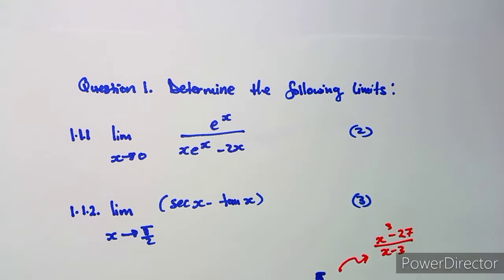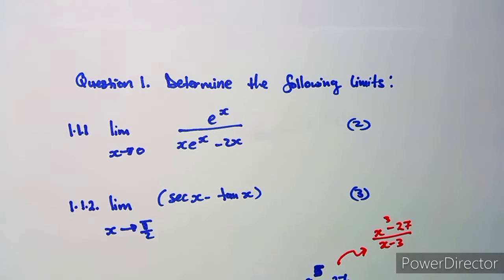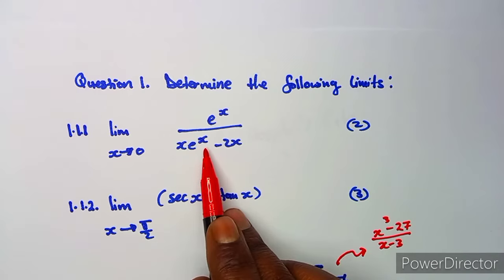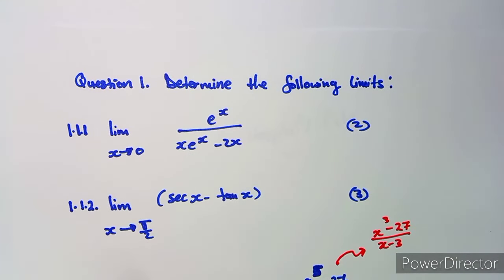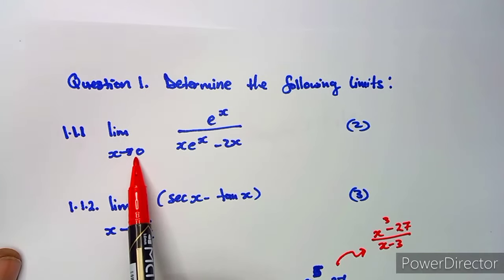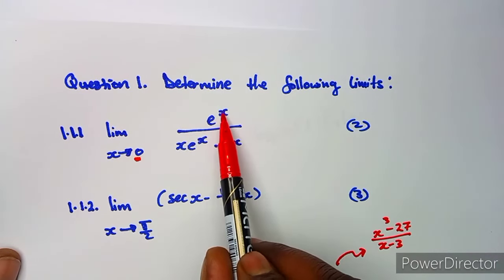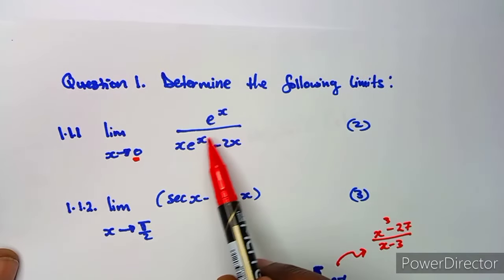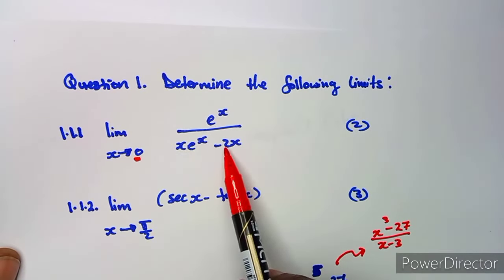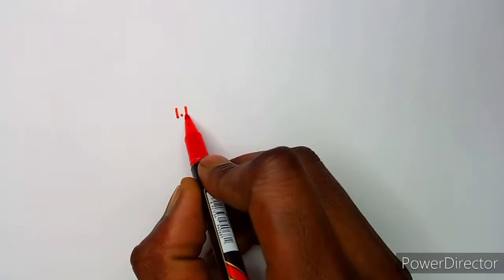In this question, we are asked to determine the following limits. These are the limits that we are given that we want to focus on. The first part is the limit of e to the exponent of x over x into e to the exponent of x minus 2x, and that is 2 marks. What you do is substitute the value of x that you are given. In place of x, you're going to substitute 0 everywhere. So you're going to see that, if we do this, this is what is going to happen.